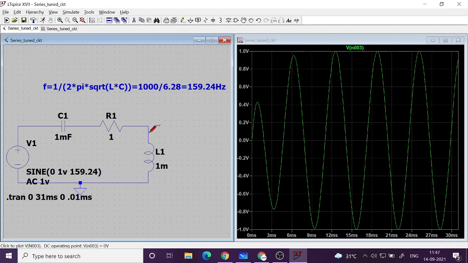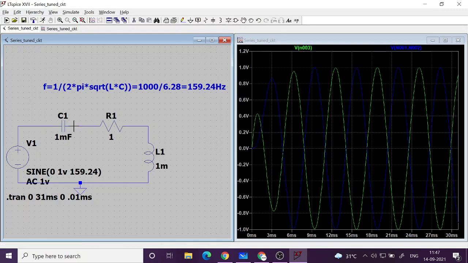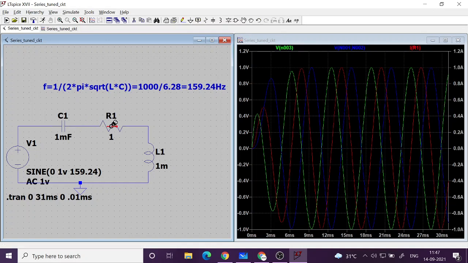It is only going up to 1 volt. Okay, so I have roughly 5 cycles. Initially there is a transient, which you will learn about in the network theory class, but then it goes to 1 volt. Now let me see the capacitor voltage also. So there is a 180 degree phase shift. Now let me see the resistance. That is somewhere in between.